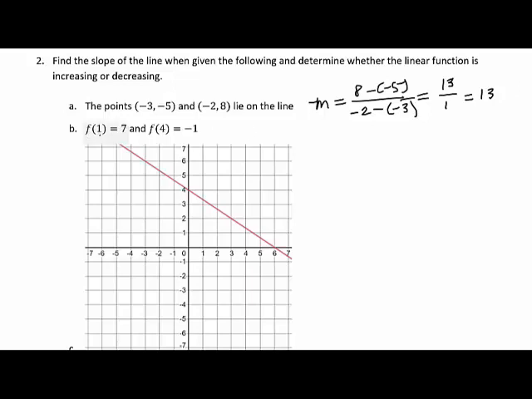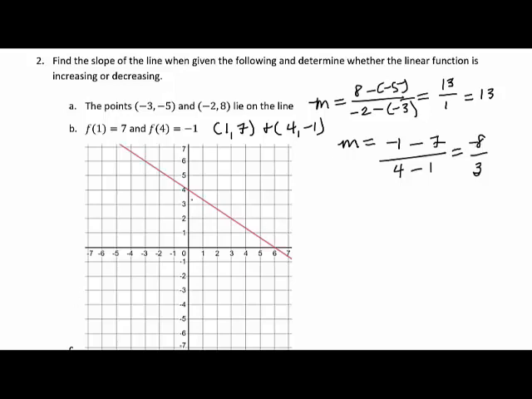In part B, we're given f of 1 is equal to 7 and f of 4 is equal to negative 1. And that really tells us that the points 1, 7, and 4, negative 1 lie on the line. Okay, so if that's the case, we can find the slope. Okay, y2 minus y1, or negative 1 minus 7, divided by x2 minus x1, 4 minus 1, and simplify. So that's negative 8 over 3. And that doesn't reduce, so we'll just leave it.